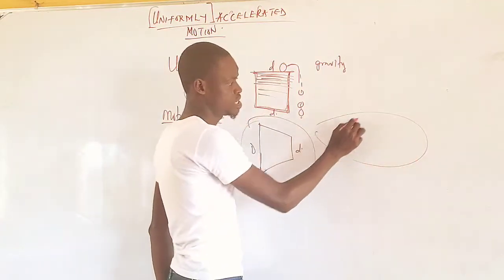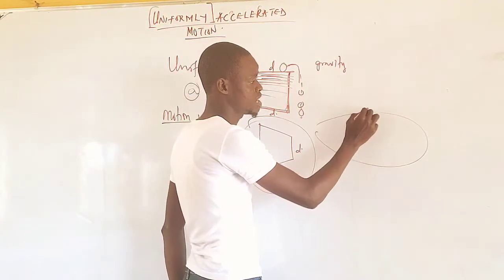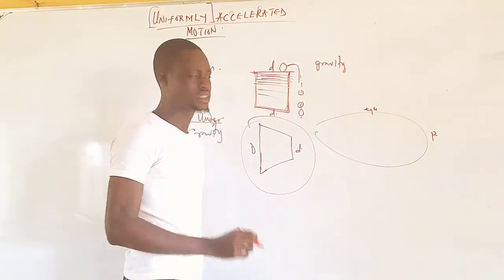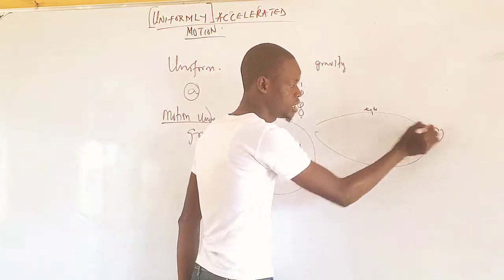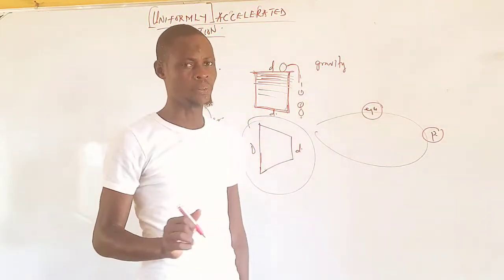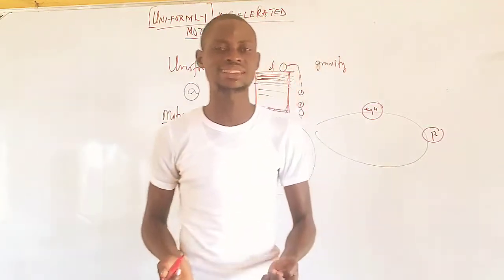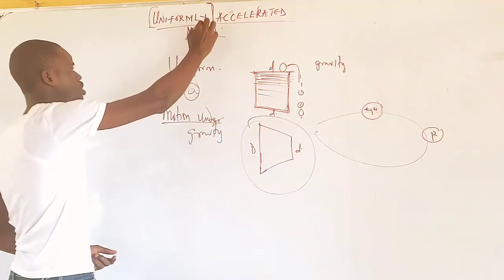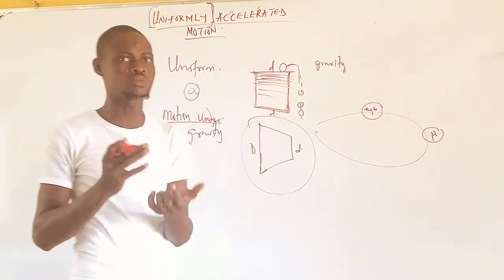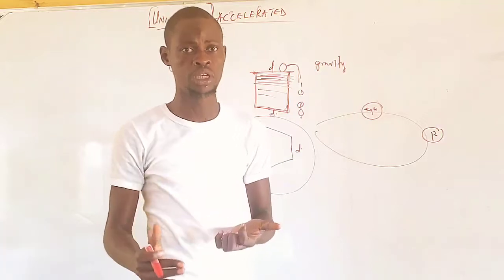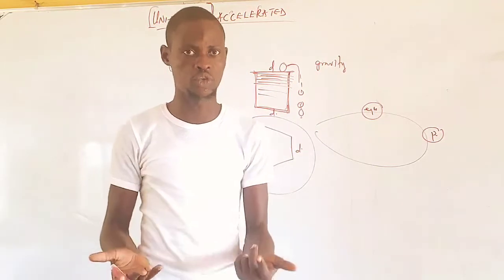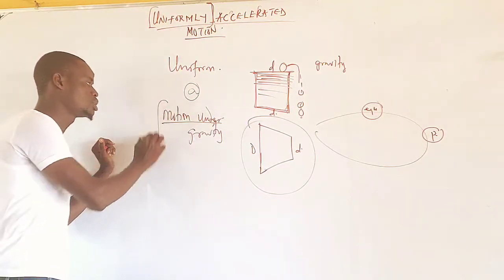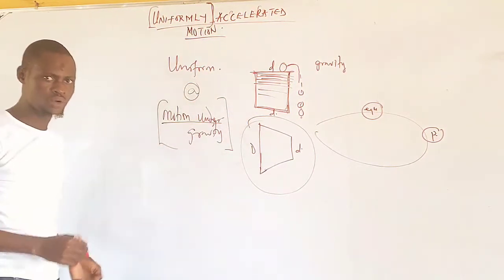Now, we can have the equator. Let me say this is my equator, and I also have the pole. Gravity at the pole is different from the gravity at the equator. It simply shows that even on the Earth, the gravity is not equal. So uniformly accelerated motion does not really exist, but we assume there are some motions that are very close to uniformity, so we assume that they are uniform. The best example of motion that is close to uniformity is the motion under gravity. Are we together like that?